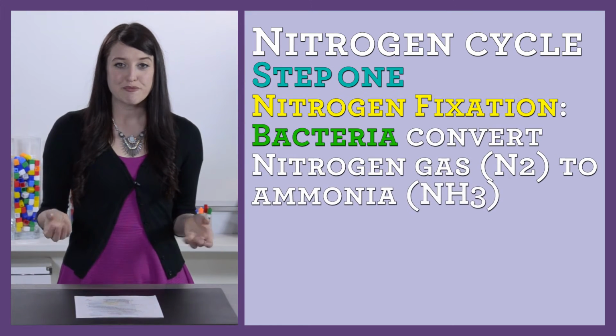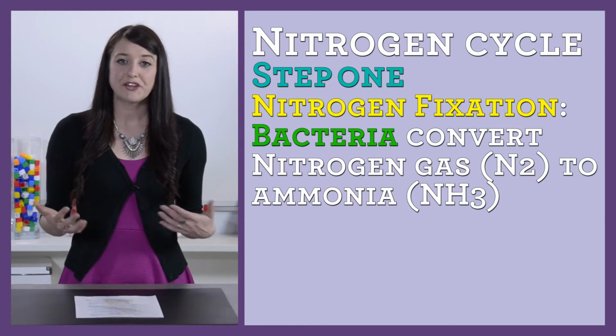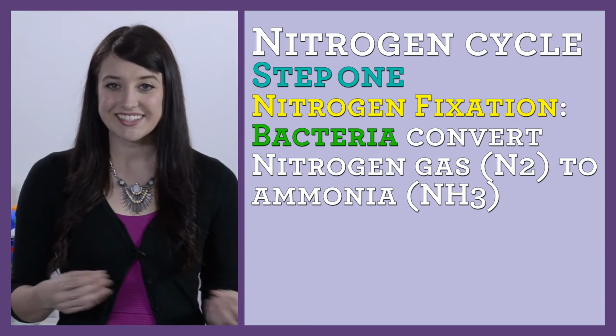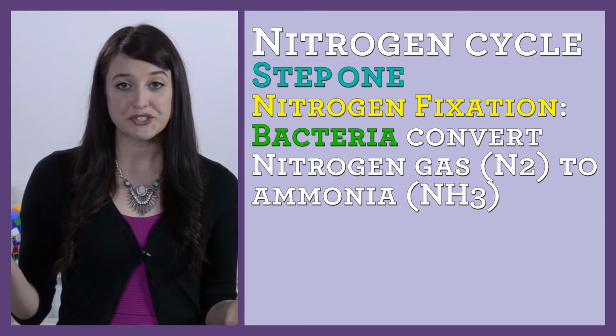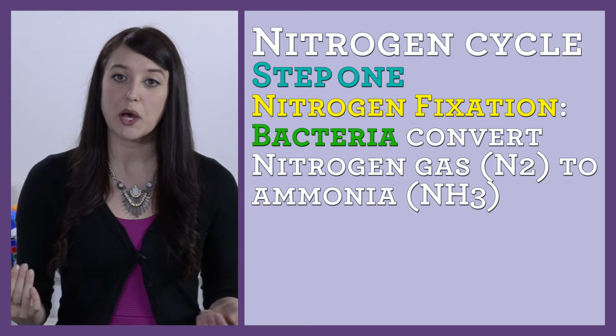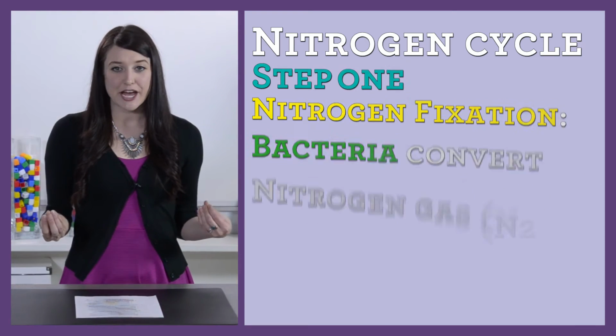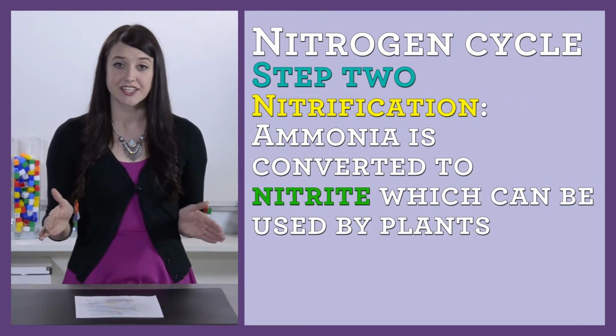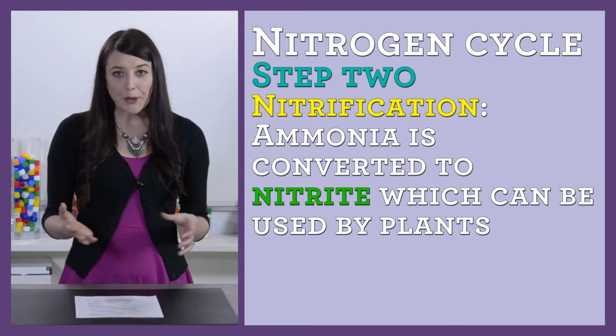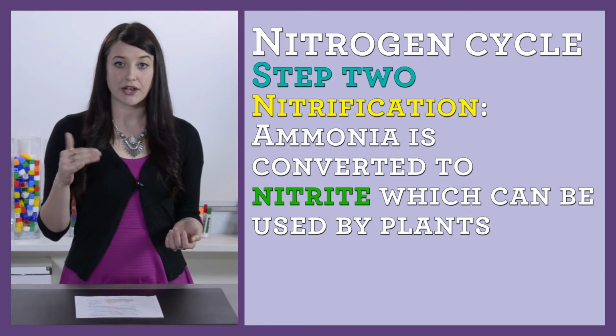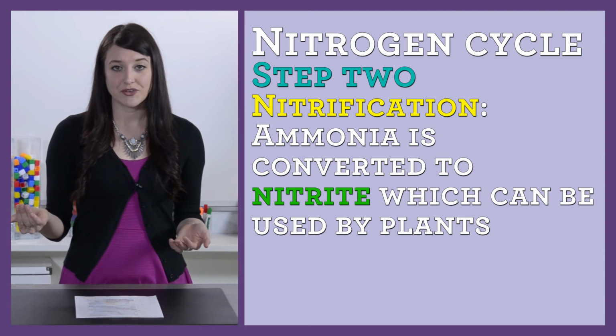The first step of the nitrogen cycle is nitrogen fixation. Bacteria converts nitrogen from the atmosphere into ammonia. The second step is called nitrification. This is where ammonia is converted into nitrites and eventually nitrates.